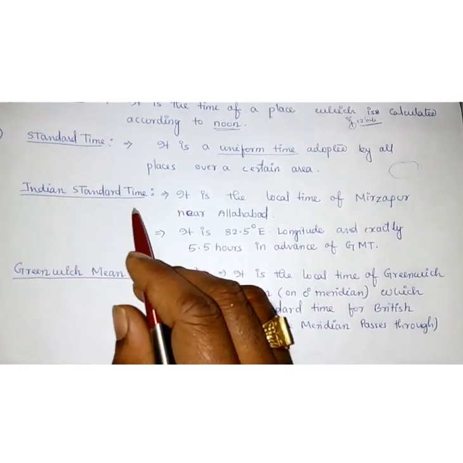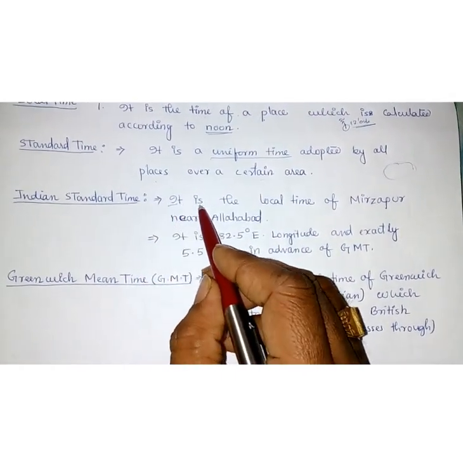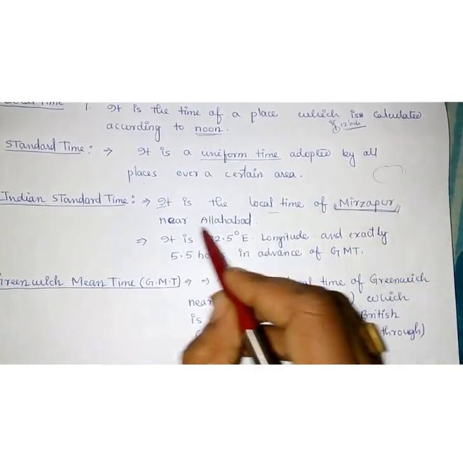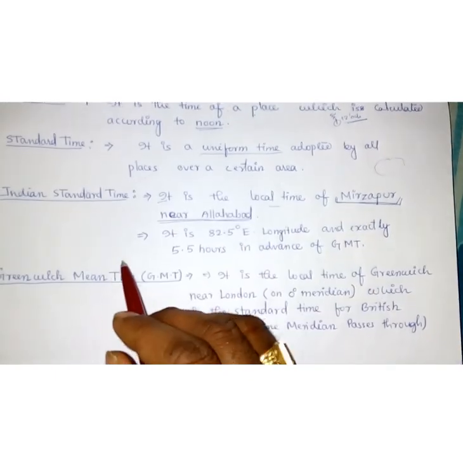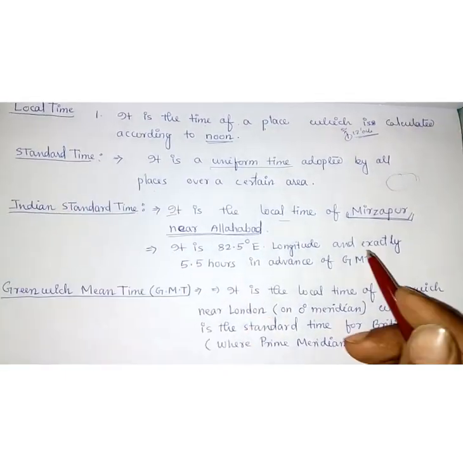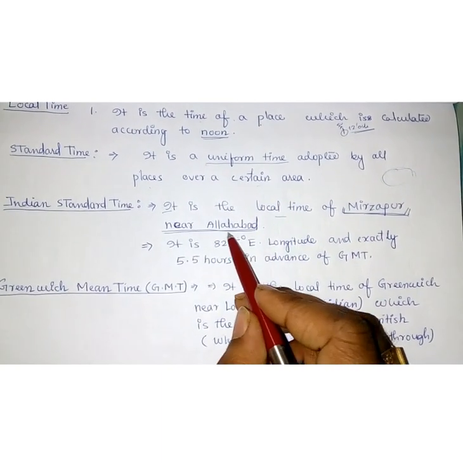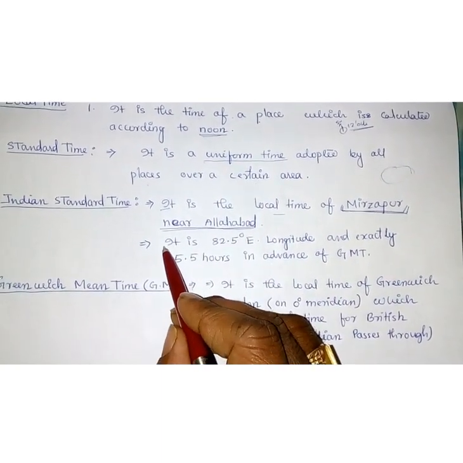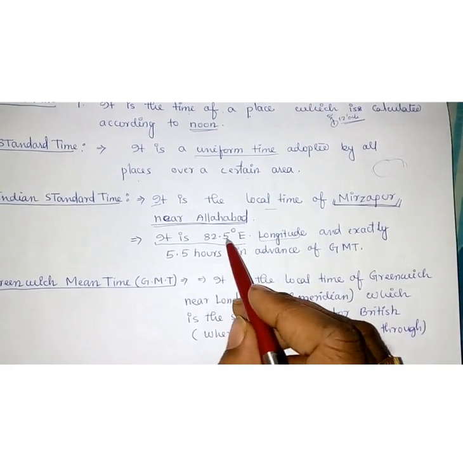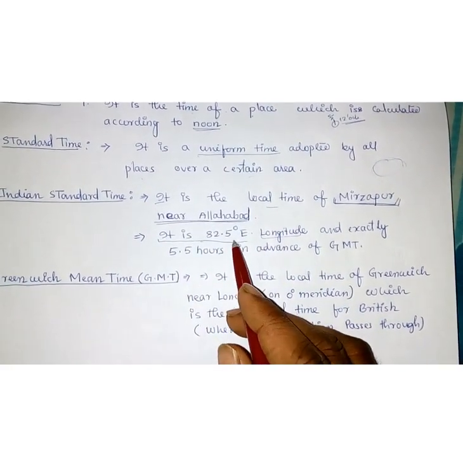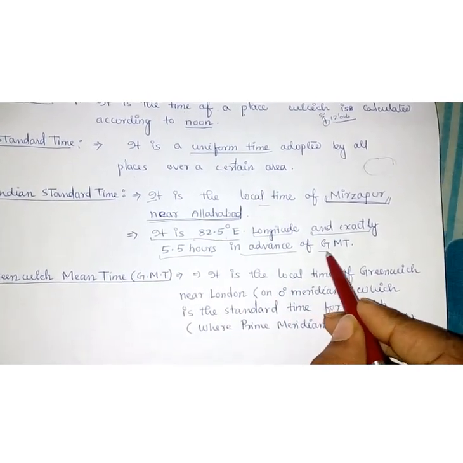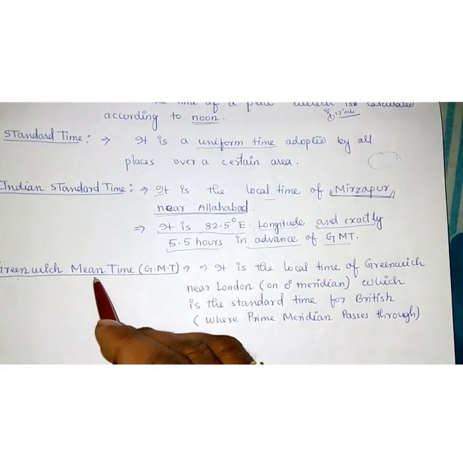Next one is Indian Standard Time. What is Indian Standard Time? It is the local time of Mirzapur near Allahabad. This is an important point. It lies at 82.5 degrees east longitude, and is exactly 5.5 hours in advance of GMT. GMT means Greenwich Mean Time.